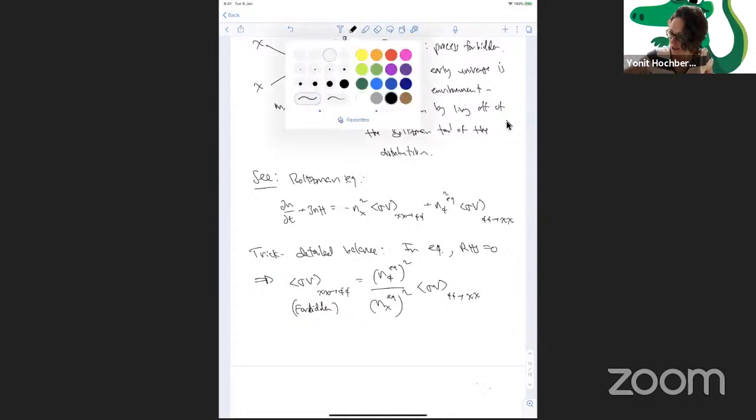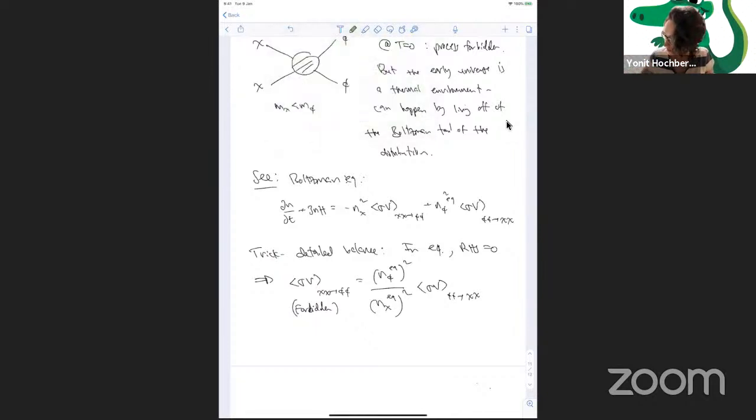And the reason that this is useful is that this ordinary not forbidden process, this is just an ordinary 2 to 2 cross section. So this is just ordinary. And so we can just write it again as some alpha effective squared over m chi squared.